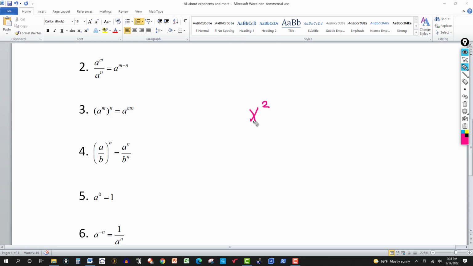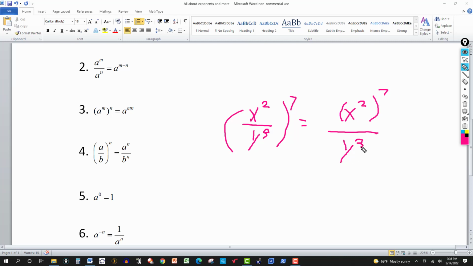It's x squared, say this is y to the 3rd, and let's put it in parentheses. The whole thing is taken to some power, let's say 7. So according to rule number 4, if you have a fraction taken to any power, that's the same thing as taking the numerator to that power. So I can write this as x squared, in parentheses, taken to that power, 7, and then y to the 3rd taken to that same power.